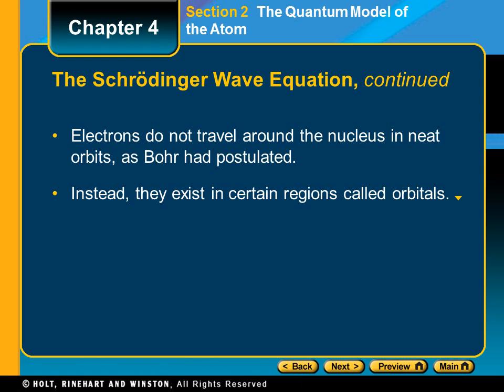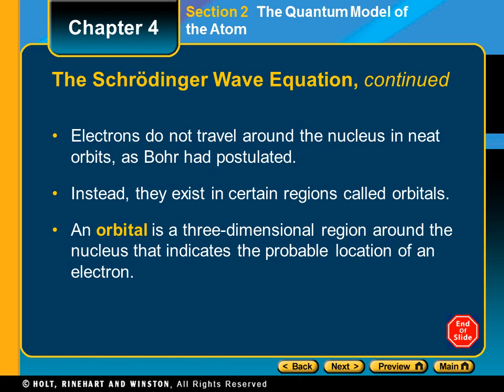Instead, the electrons exist in a region, okay, not a neat path or orbit, but a region, and we call those regions orbitals. We're still holding on to some of the characteristics of Bohr's model, but we're understanding it at a deeper level. An orbital is not a neat one-dimensional path in space, but a three-dimensional region that exists around the nucleus that indicates the probable location of an electron. So these are based on mathematical calculations.